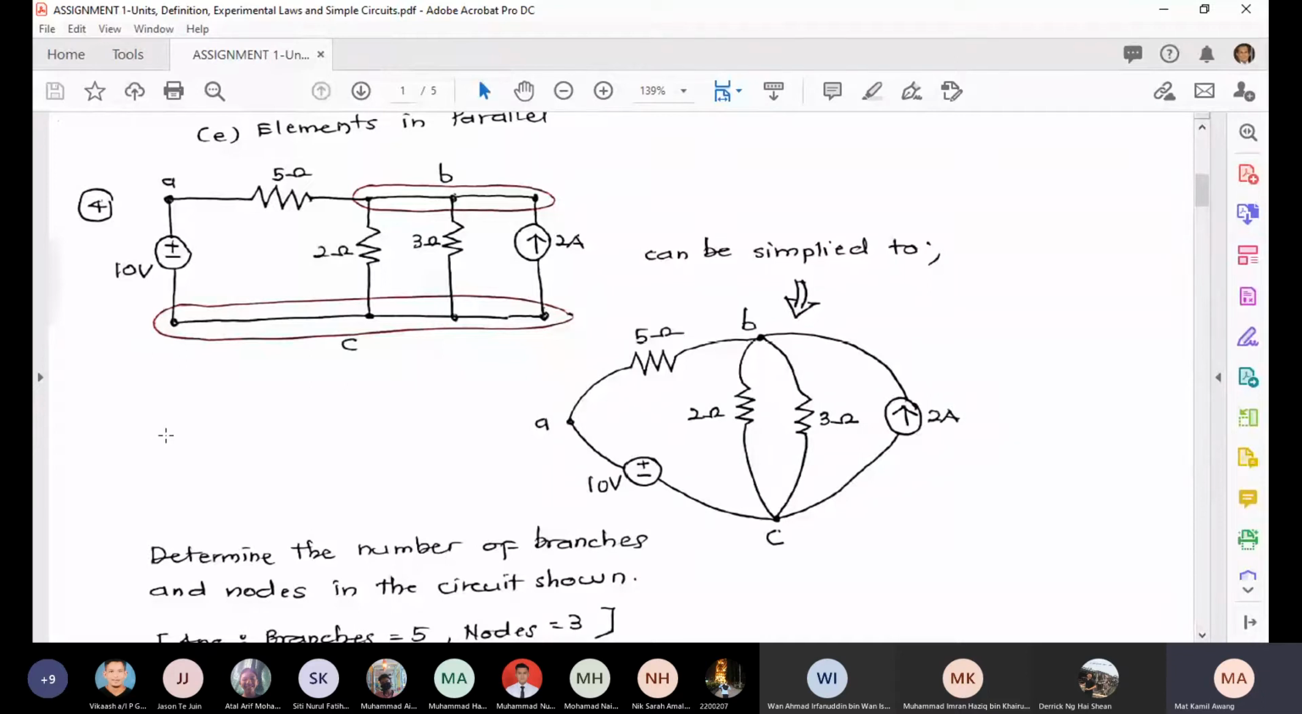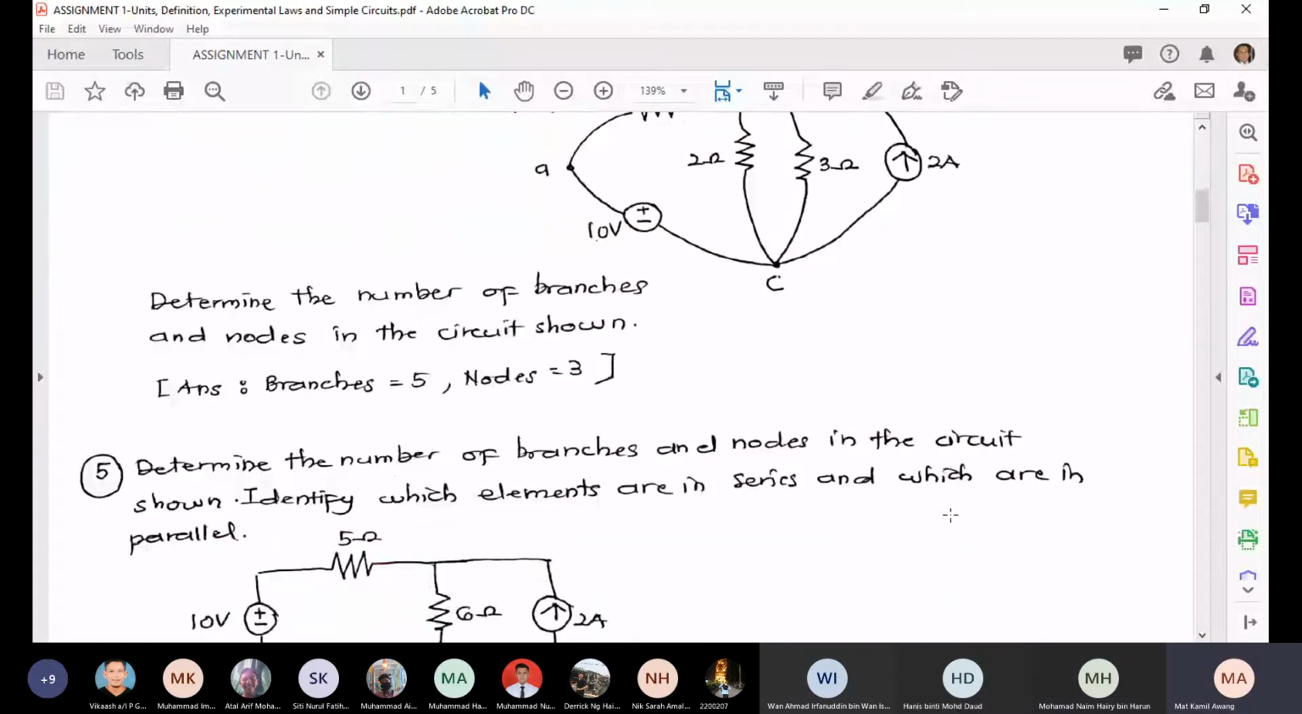What are those elements? The 5 branches: a voltage source of 10 volts, a 5 ohm resistor, a 2 ohm resistor, a 3 ohm resistor, and a 2 ampere current source. Then how many nodes do you have? 3: node A, node B, and node C. Okay, sir.